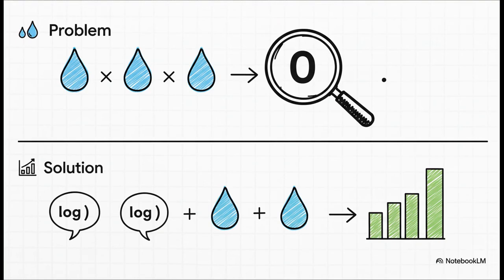Now, there is one other little practical issue to deal with. It's called numerical underflow. When you multiply tons and tons of tiny fractions together, the final number can get so infinitesimally small that a computer's memory just rounds it down to 0. And we're broken again. The fix is another clever math trick. Instead of multiplying the probabilities, we just add their logarithms. This turns a risky multiplication problem into a much safer addition problem.